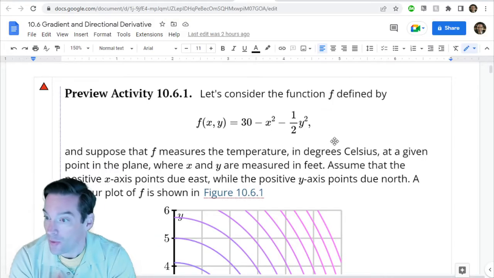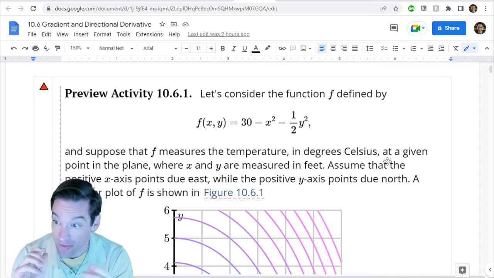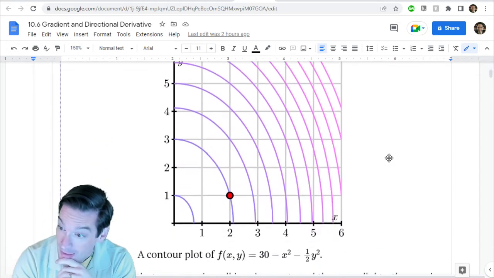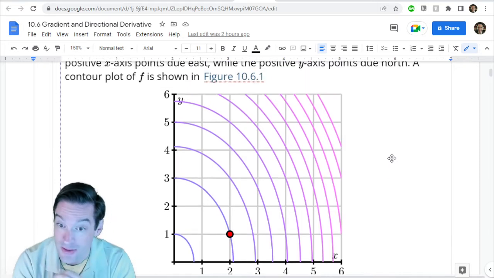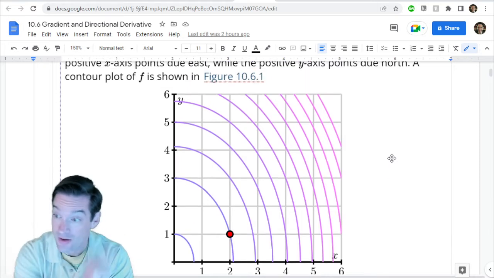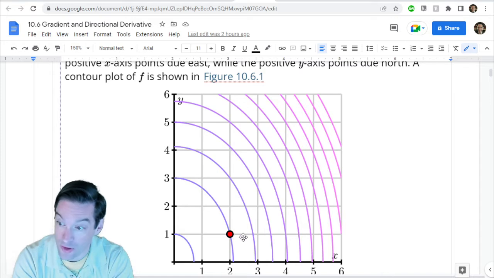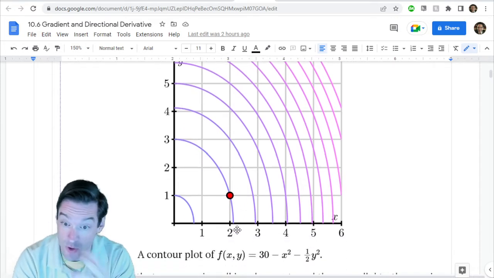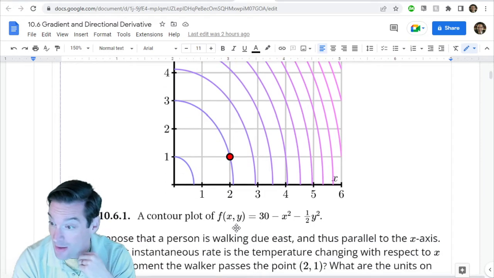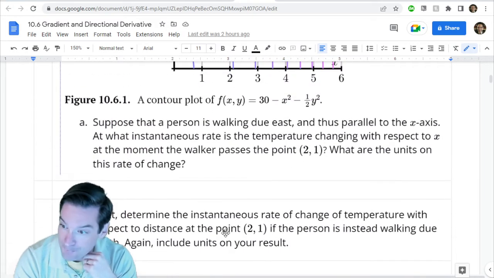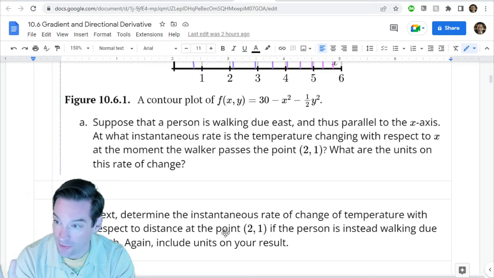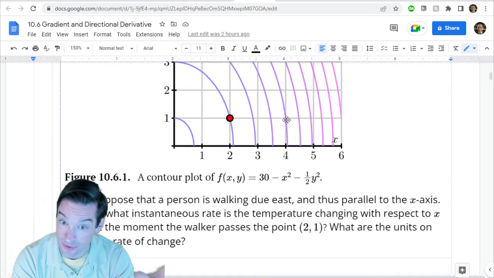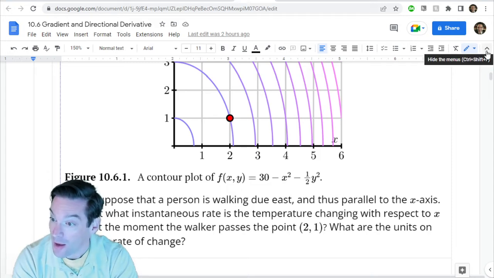So we'll get started by thinking about this function. F of x and y is 30 minus x squared minus half y squared. The authors of our book have helpfully given us a contour plot of that function, as well as marked a single point, (2, 1), at which we're going to be most interested in quantifying some directional derivatives. So parts A and B ask you to quantify, and you can use the formula here rather than having to use the graph, and I think that's the intention.